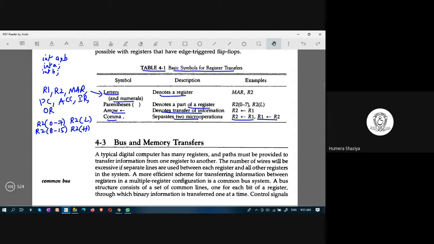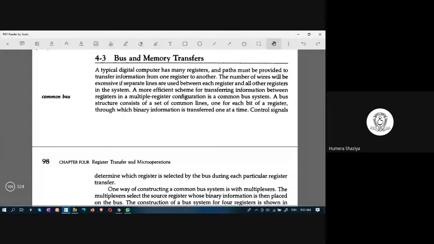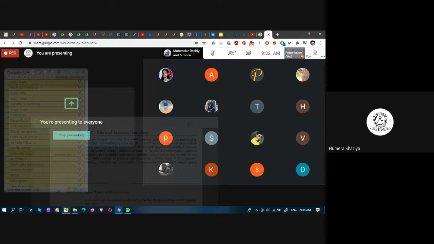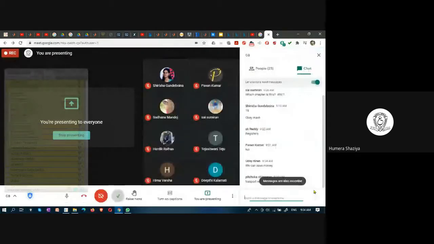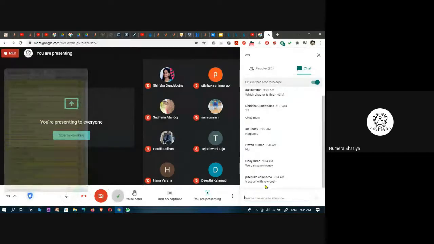Going further, bus and memory transfer. Can anyone tell me what is the use of a bus? What is the use of a bus? Okay, let me see. Transport with low cost. Very good.